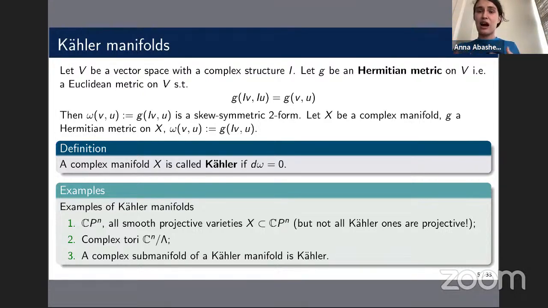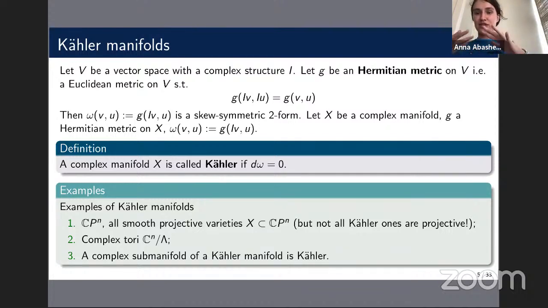Complex manifolds are a broad class of manifolds, and we could restrict our attention to Kähler manifolds. What is a Kähler manifold? Once again, we start with a little bit of linear algebra. Let V be a real vector space with an almost complex structure I. We can endow it with a Hermitian metric. By a Hermitian metric, I mean a Euclidean metric such that the complex structure is orthogonal with respect to this metric. The orthogonality condition is written down on the slide. It's g(Iv, Iu) is equal to g(v, u).